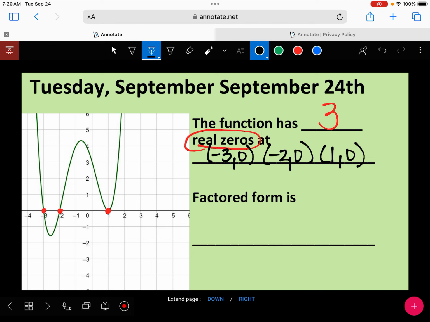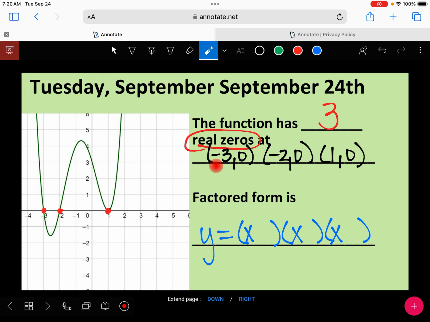So when you write your equation in factor form, make 3 parentheses. Because there's 3 real zeros, you're going to have 3 factors. So every zero gets its own factor. Okay, so we're going to put an x in front of each one. And then we just flip the sign.